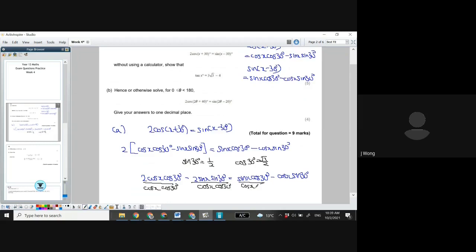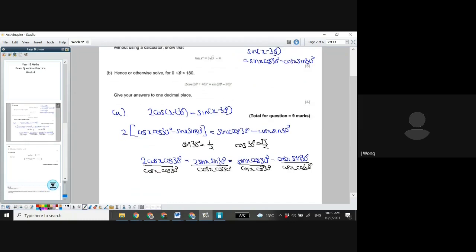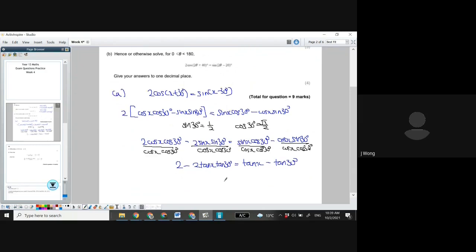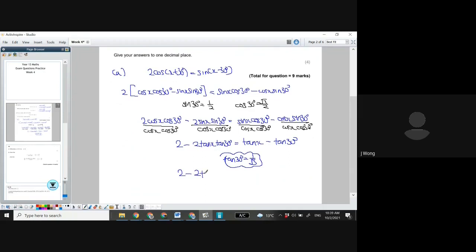Then let's see what's going to happen. Divide everything by cos x cos 30. From the very first term on the left-hand side, 2 cos x cos 30 divided by cos x cos 30, you will have just 2, minus 2 tan x tan 30 degrees, equals tan x minus tan 30 degrees. Yeah, actually you just need tan 30, my bad. So tan 30 is 1 over square root of 3. Then just put it in: 2 minus 2 tan x multiplied by 1 over square root of 3 equals tan x minus 1 over square root of 3.